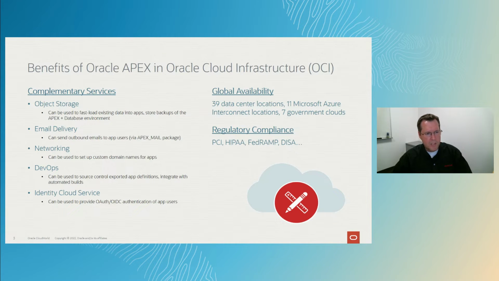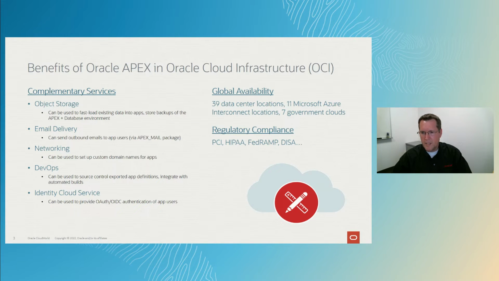So that's a few touch points in the cloud to Apex running on Autonomous Database. There are others, but that gives you a sense for some of the things that you can do. Also, with Apex running in OCI, you get global availability. OCI has a very expansive footprint worldwide. We're in 39 and growing data center locations all across the globe.